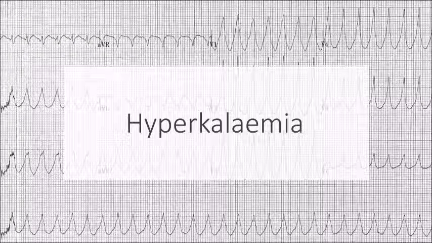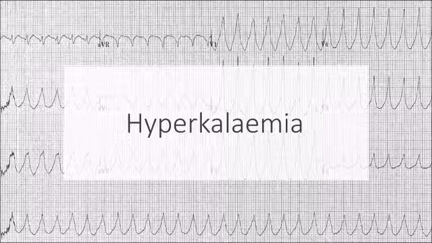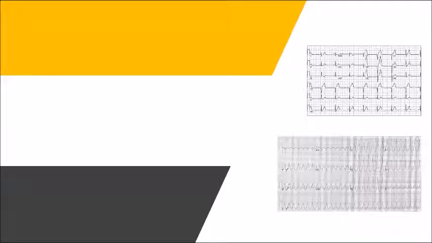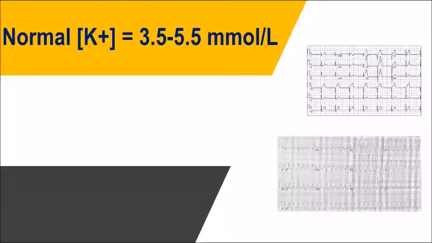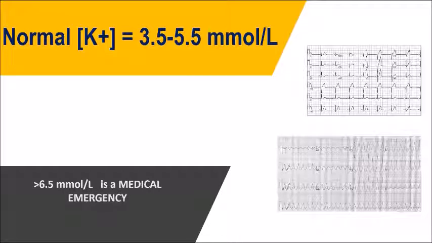Hello, we are learning about hyperkalemia today. Hyperkalemia literally means an increased concentration of potassium in the blood. So, why is hyperkalemia important? Before we learn that, the concentration of potassium in the blood is usually 3.5 to 5.5 millimole per liter. So, this is basically an average. A potassium concentration of 6.5 millimole per liter is a medical emergency.